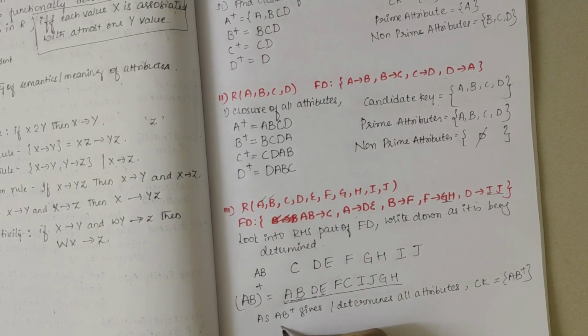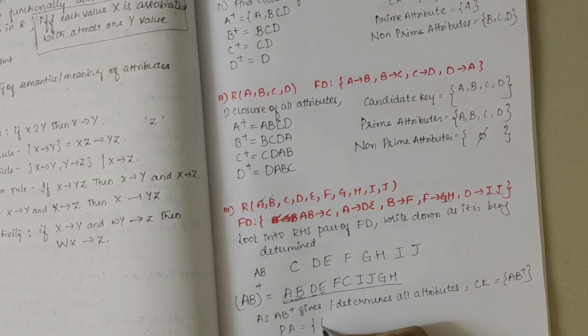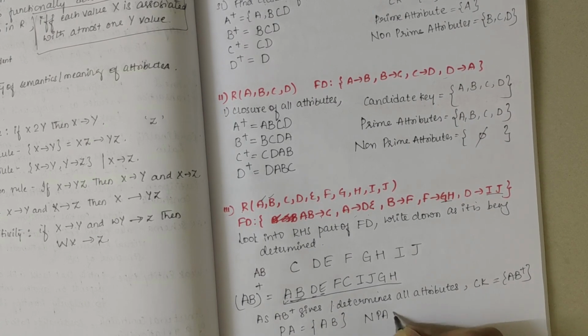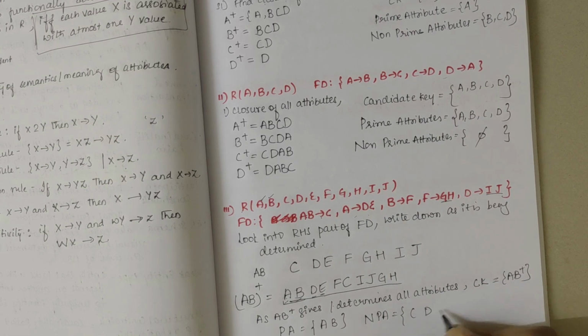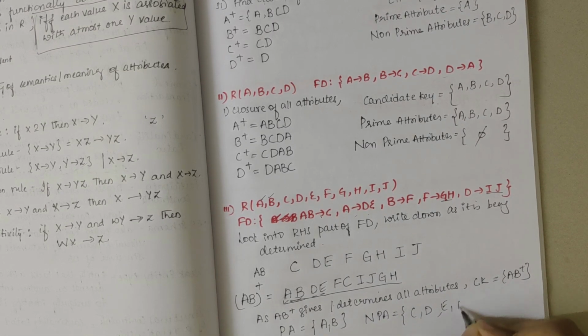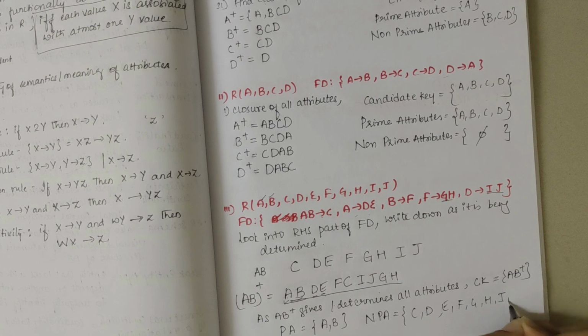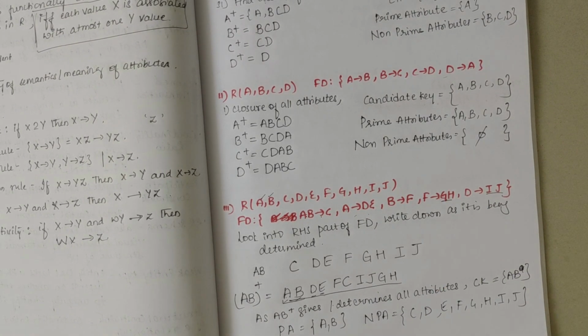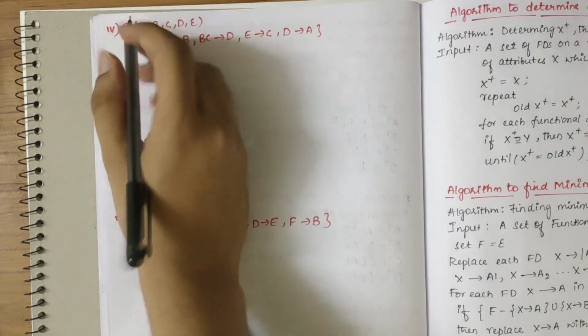So whatever is remaining, prime attributes would also be the same, A and B, and whatever is remaining are non-prime attributes. So AB is done, so C, D, E, F, G, H, I and J would be the non-prime attributes. So this was about the third question. Now let's look into the fourth question.